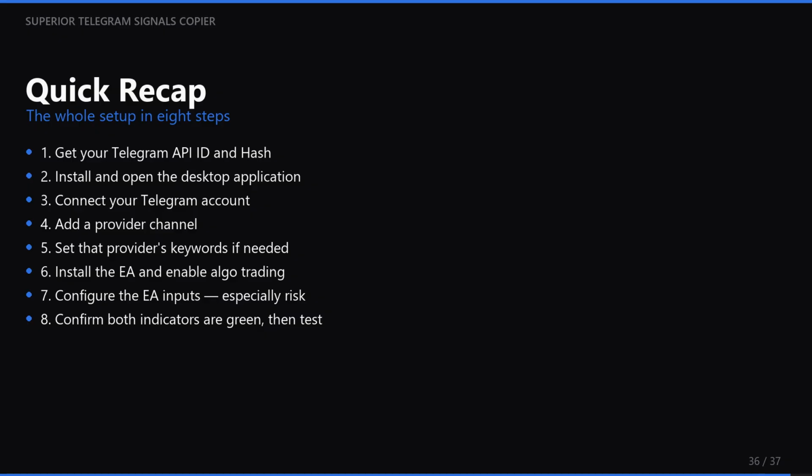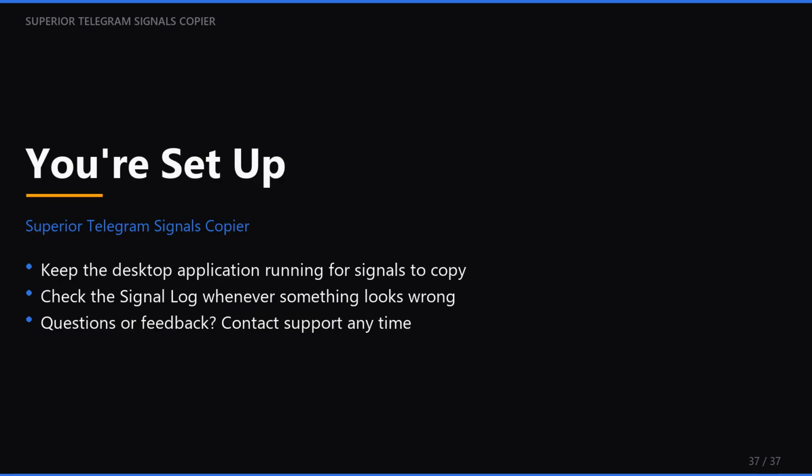6. Install the Expert Advisor on a chart and enable algo trading. 7. Configure the Expert Advisor inputs, paying particular attention to risk. And 8. Confirm both status indicators are green, then send a test signal in a private channel before going live. That is the complete setup.